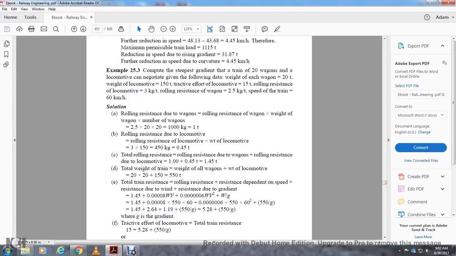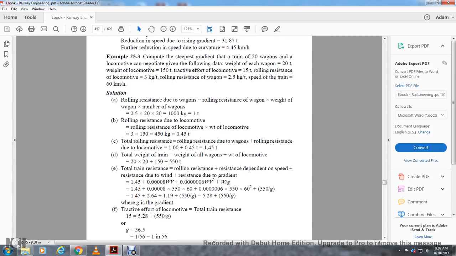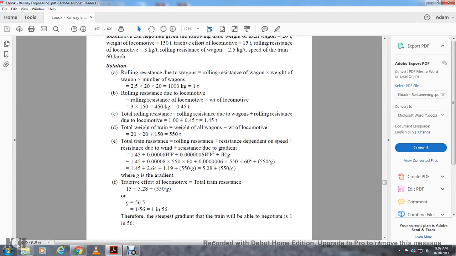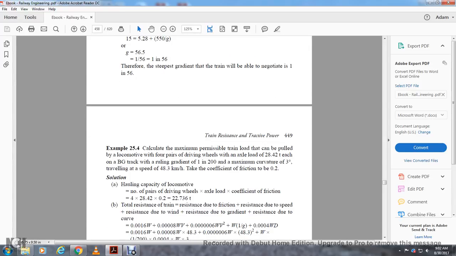Rolling resistance due to the wagons equals the rolling resistance of the wagon times the weight of the wagon times the number of wagons. Rolling resistance due to the locomotive equals the rolling resistance of the locomotive times the weight of the locomotive. The total resistance equals the rolling resistance due to the wagons plus that due to the locomotive. The total weight of the train equals the weight of all the wagons plus the weight of the locomotive. Total train resistance equals the rolling resistance depending on the speed, resistance due to the wind, and resistance due to the gradient, where G is the gradient of the track, and this equals the locomotive's hauling power. The steepest grade the train will be able to negotiate is 1 in 56.